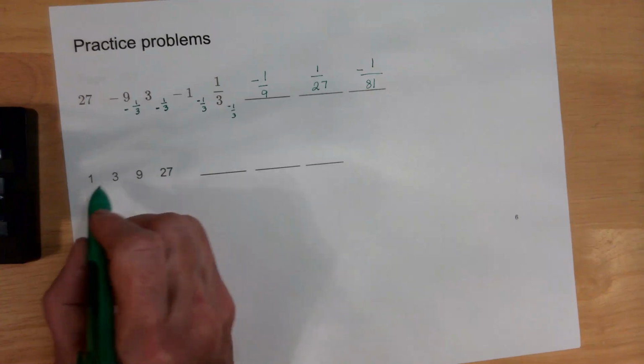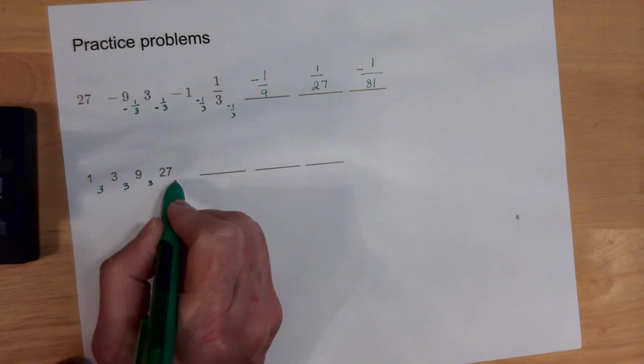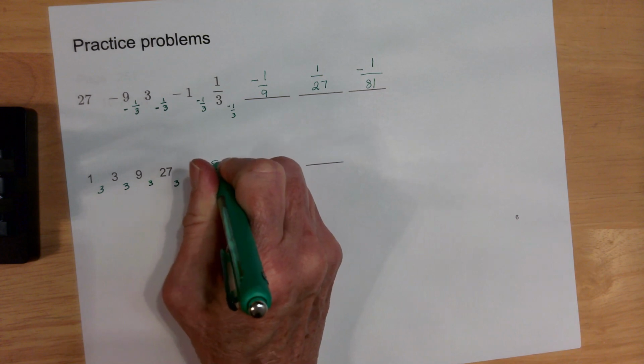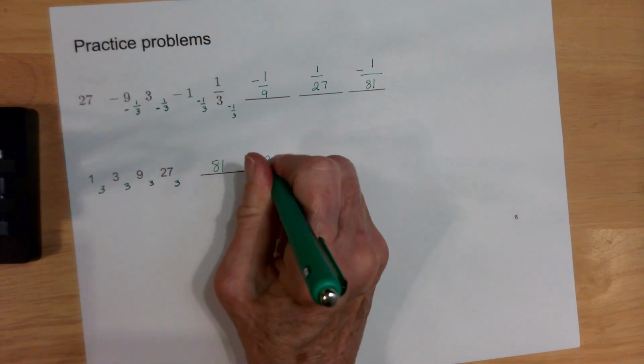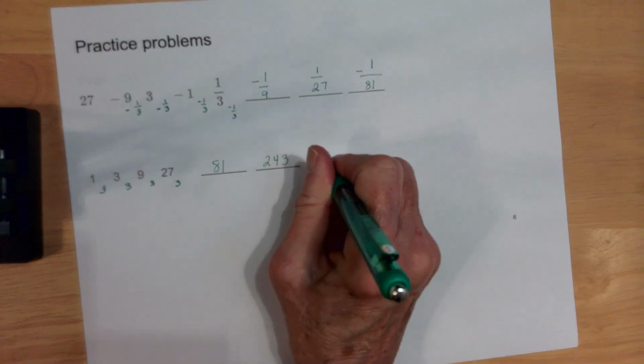Alright, this one, I'm going to divide 3 by 1. So what I'm doing is I'm multiplying by 3. So 27 times 3 is 81. 81 times 3 is 243. And 243 times 3 is 729.